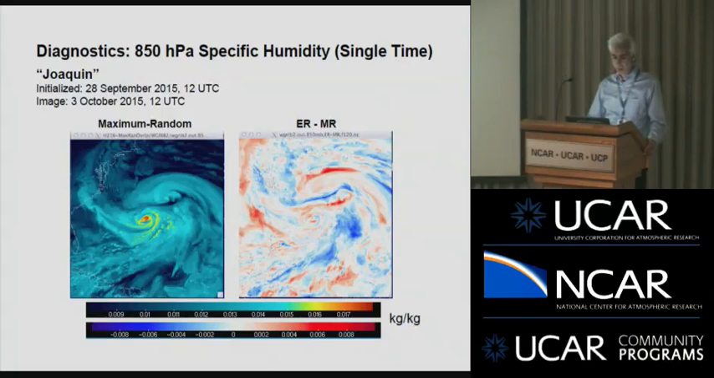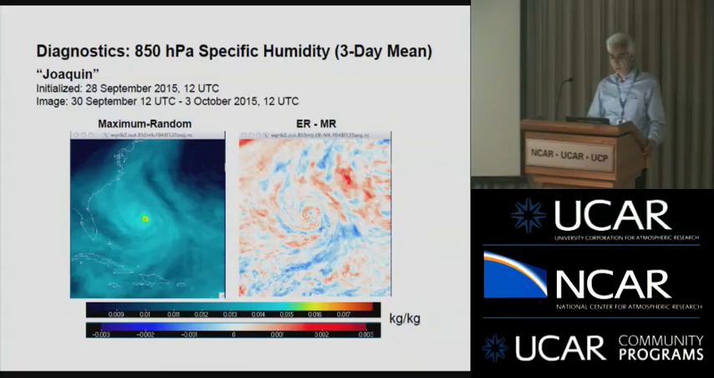I've also done a 3-day mean of this, and this also shows that these differences are not washing out. They're persisting in time in different areas. So this is a sign that these changes will have bigger effects on the surrounding environment, in moisture as well.